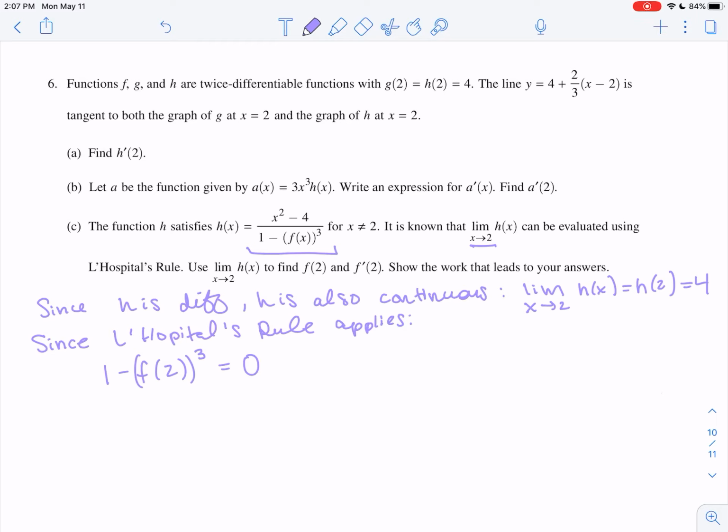In other words, if I solve this, f of 2 must be 1. Okay, so there, I did that. All right, now let's go ahead and apply L'Hopital's rule.